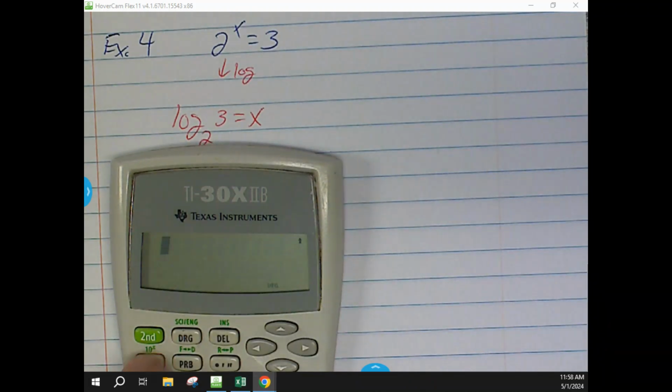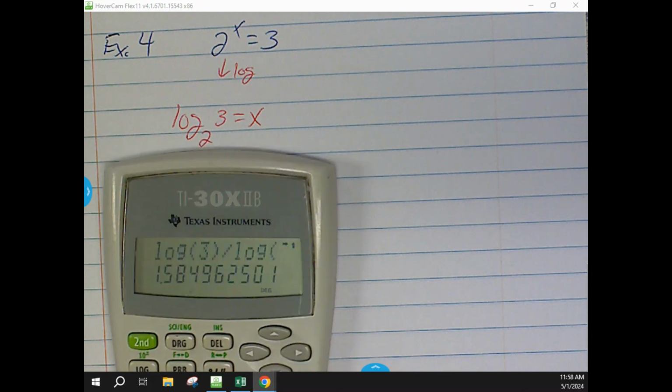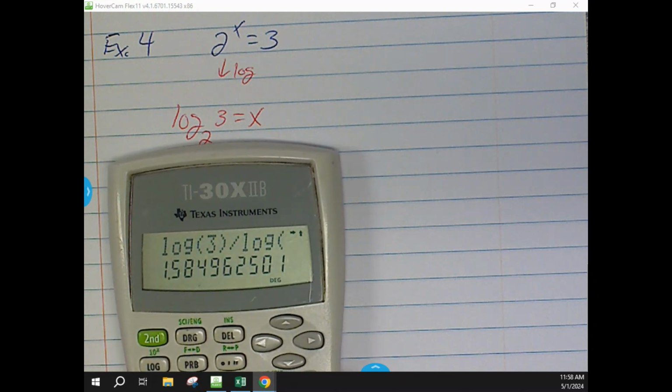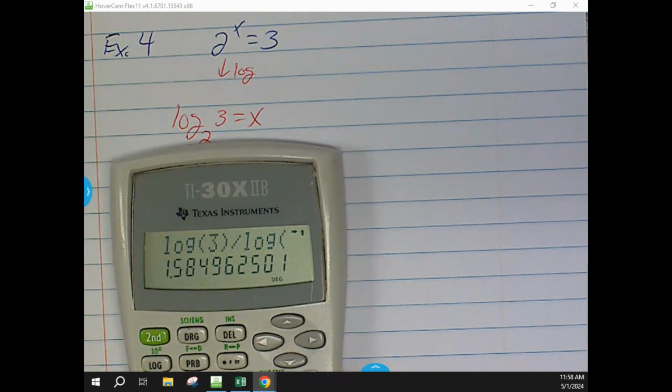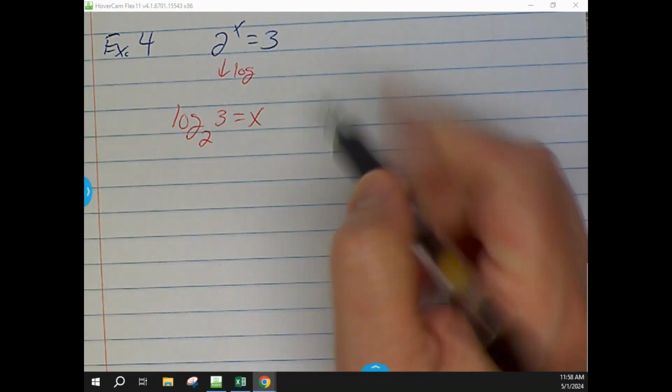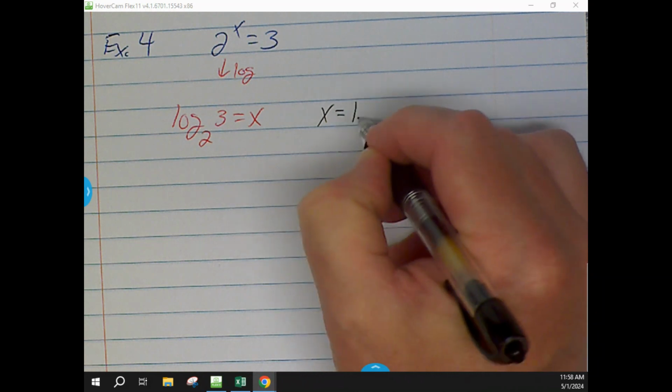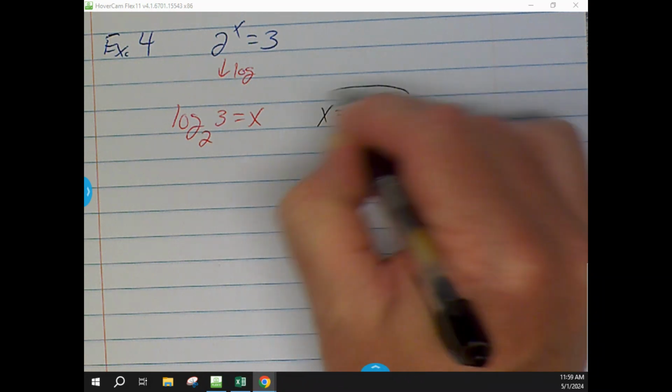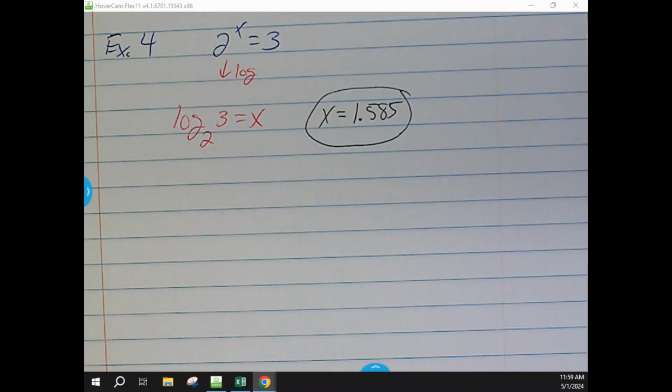Okay, so we're going to do log of 3 divided by log of 2. Okay, so that one, and again, we're probably going to round that off to like 3 decimal places. So we'll say that's 1.585 if we round that part off. And if it's a decimal number like that, they should tell you how far around this decimal to go to get it to be where it needs to be.